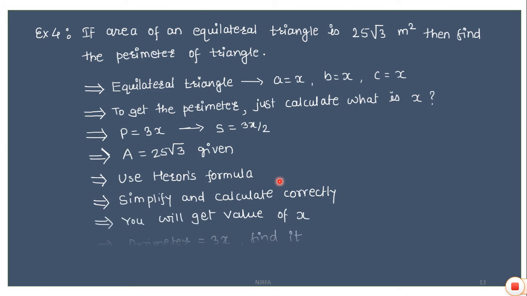So consider the side of the triangle is x, then get the perimeter formula, and therefore you will get p is equal to 3x. Then find the semi-perimeter, area is already given. Write Heron's formula, simplify and calculate correctly. Then you will get the value of x, and using that value of x, you will get the perimeter of the equilateral triangle by using the formula 3x.